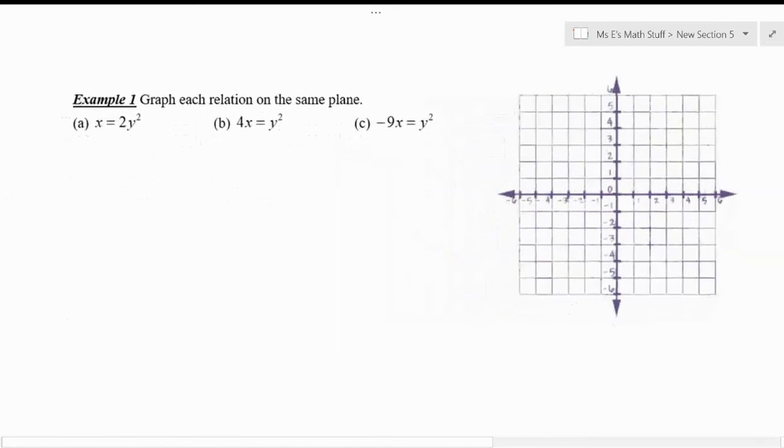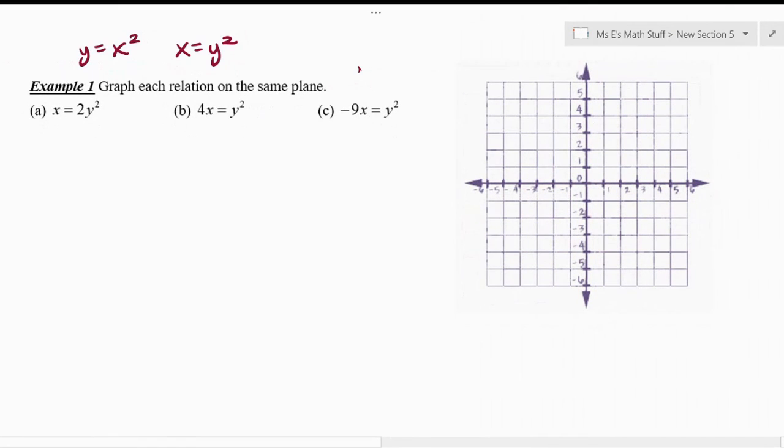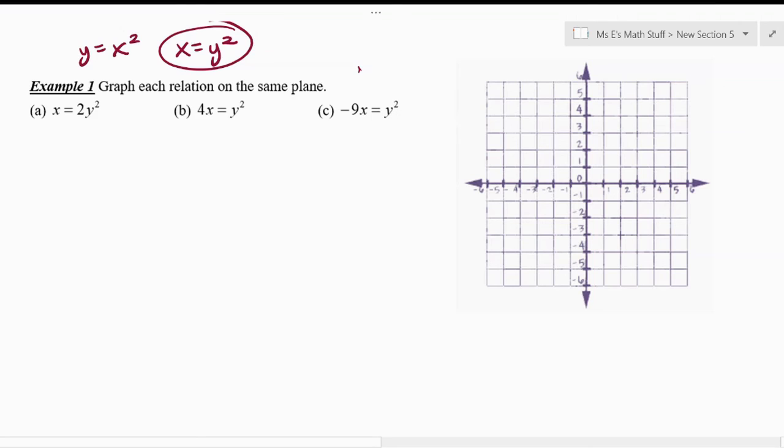All right, my friends. I'd love for you to do what you can with example 1. It says graph each relation on the same plane. And I'm guessing we could all use a little more practice with the x equals y squared part. And so that's why I've chosen to use that as our parent function for example 1. Okay, so go ahead and do what you're going to do with it, and then I'll go through it with you in the next video.